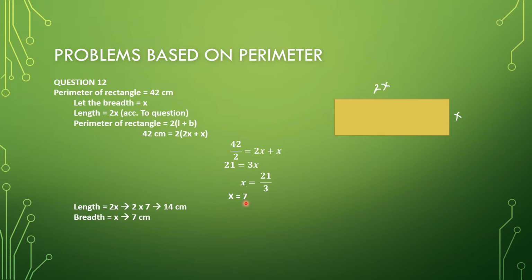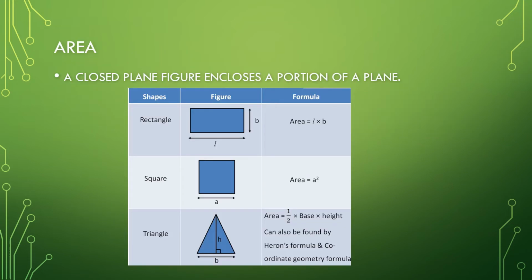So put this value of x where we have taken the dimension length 2x and breadth x. So the length is our 2x. If we put the value of x here as 7, then 2 into 7 will become 14 centimeter, and breadth we have taken as x, so it will be 7 centimeter. So you can see here we have found the dimensions of the rectangle: length is 14 centimeter and breadth is 7 centimeter.